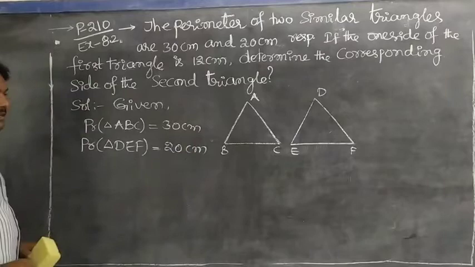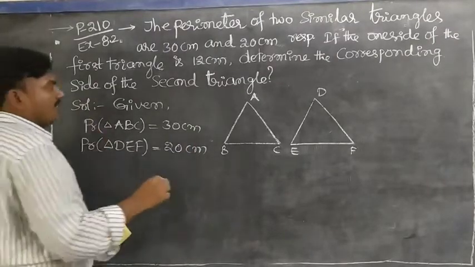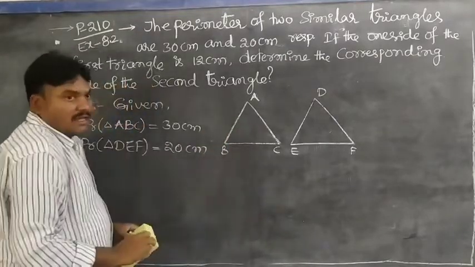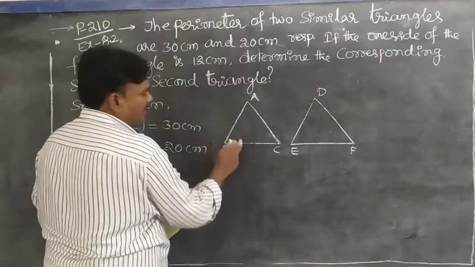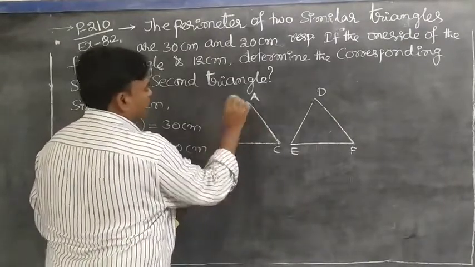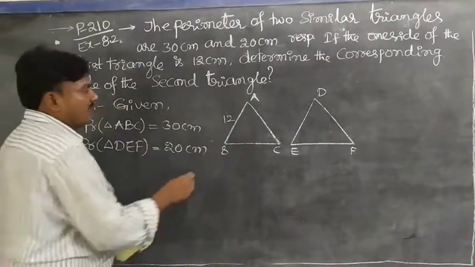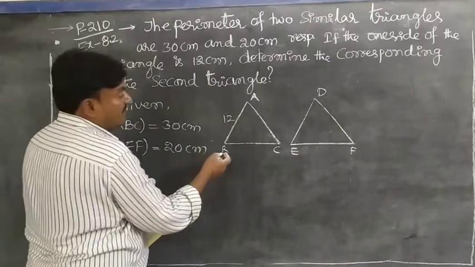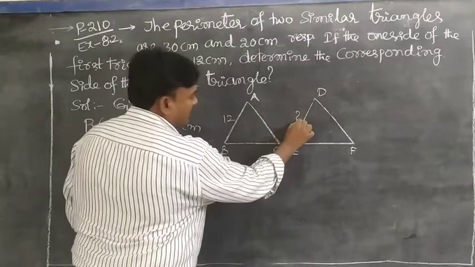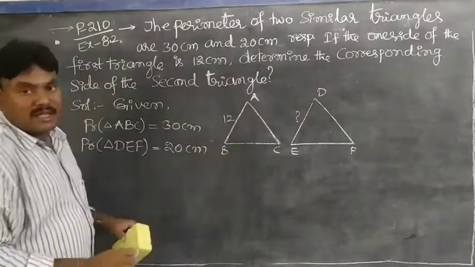And also observe, the side of the first triangle is 12 centimeters. You know three sides are there in any triangle, so let me take either AB or BC or AC. Take AB, whose value is 12 centimeters, given. We find the corresponding side of the second triangle. Which is the corresponding side of the second triangle? Yes, DE is the corresponding side, similar to AB.